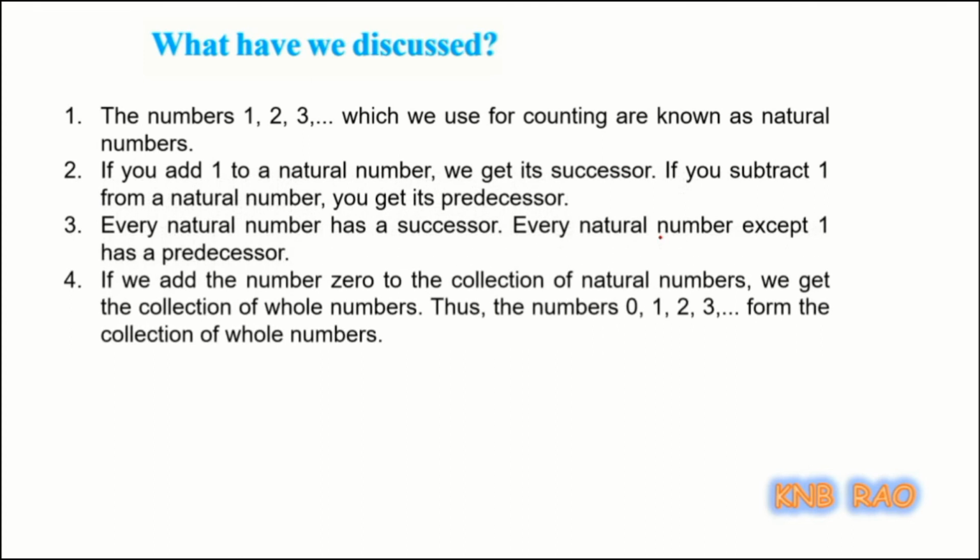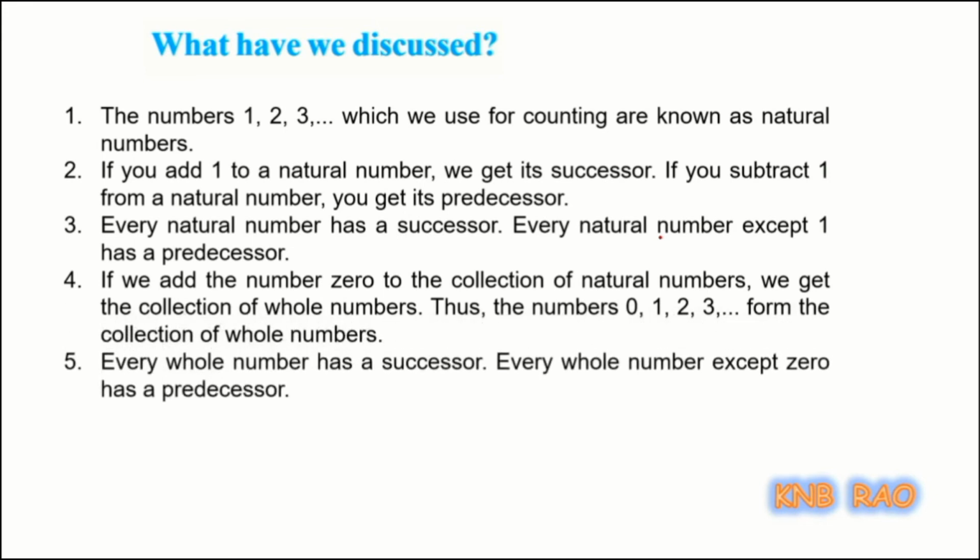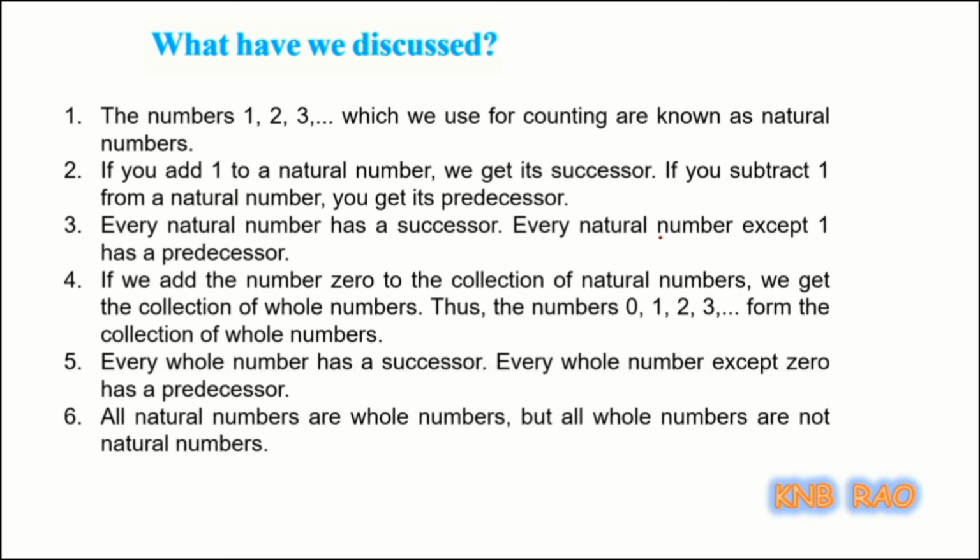If we add the number 0 to the collection of natural numbers, we get the collection of whole numbers. Thus the numbers 0, 1, 2, 3 and so on form the collection of whole numbers. Next, every whole number has a successor, and every whole number except 0 has a predecessor. Then all natural numbers are whole numbers, but whole numbers need not be natural numbers.